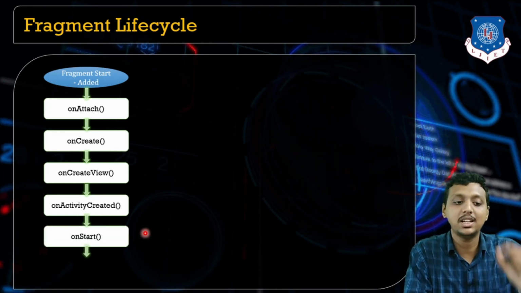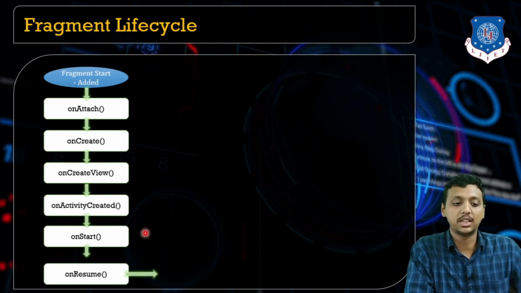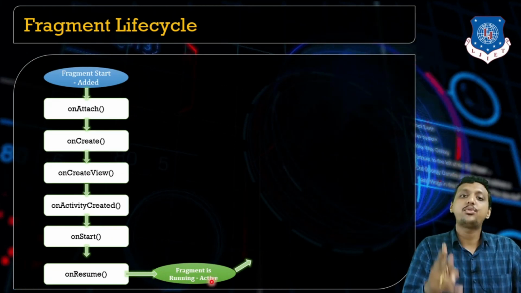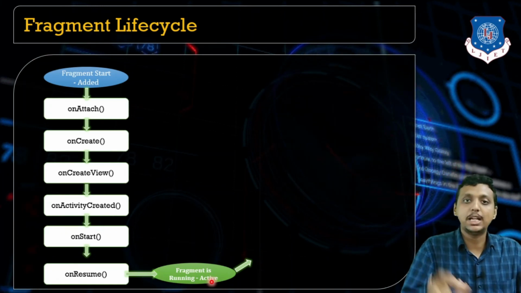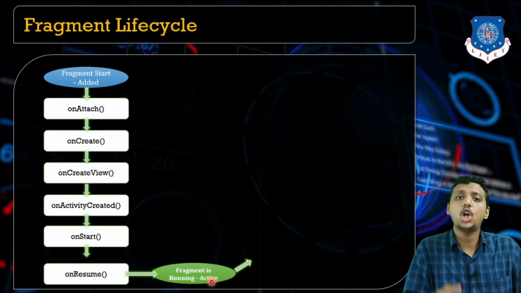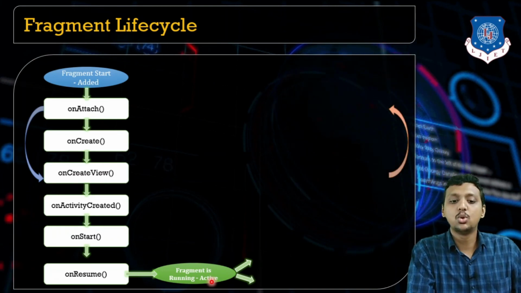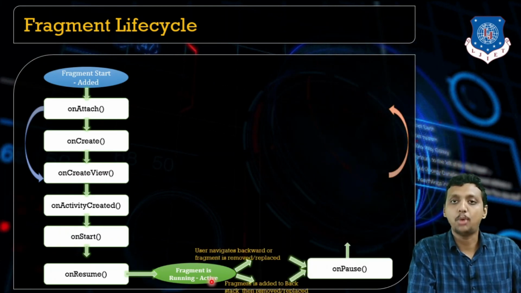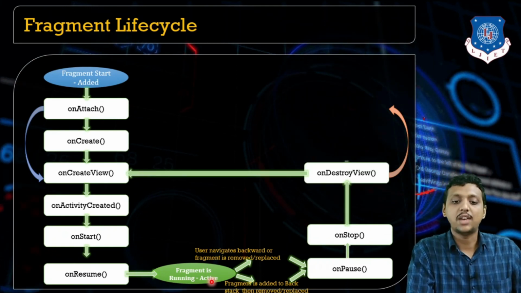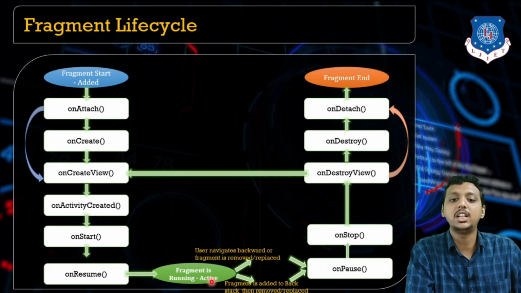That means your fragment is completely ready when you call the onStart and onResume methods. At that time the fragment is running and active. Now after that, if you go back from one fragment to another fragment, or you call one activity from another activity, or your fragment is added or removed, at that time the fragment goes into the pause state. So it is onPause, then onStop, after that onDestroyView is called. Students, after onDestroyView, onDestroy is called, onDetach is called, and finally the fragment has ended.